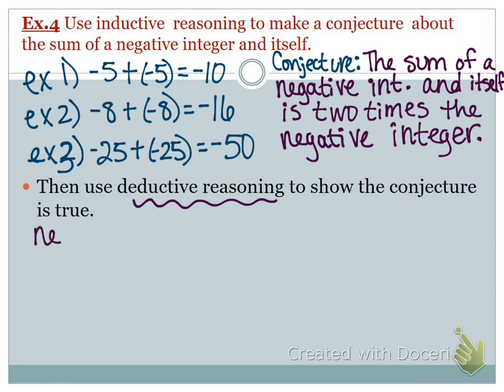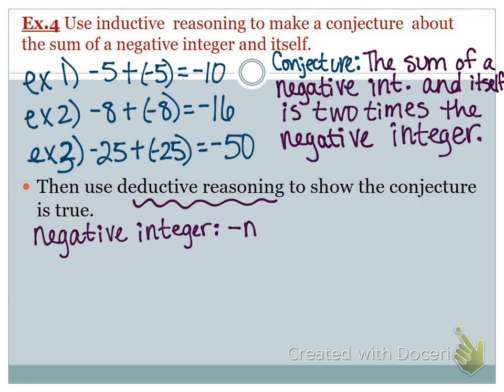So if we just want to represent a negative integer, but we don't know what it is, what do we use in math when we don't know a number? Hopefully you're saying a variable. A variable is what we use when we don't know what the number is or what it should be. So we would represent a negative integer with a negative n. Or if you wanted, you could use a negative x. Something to show that we've got a negative number here.